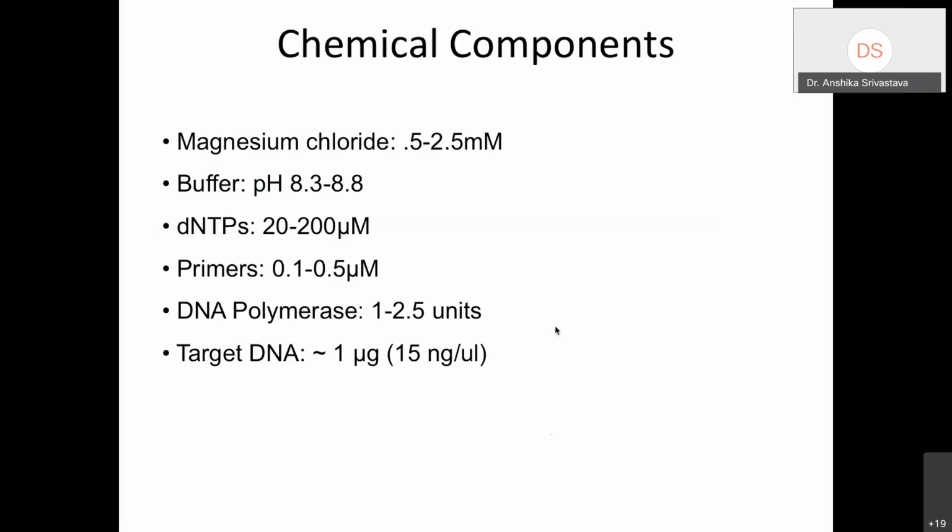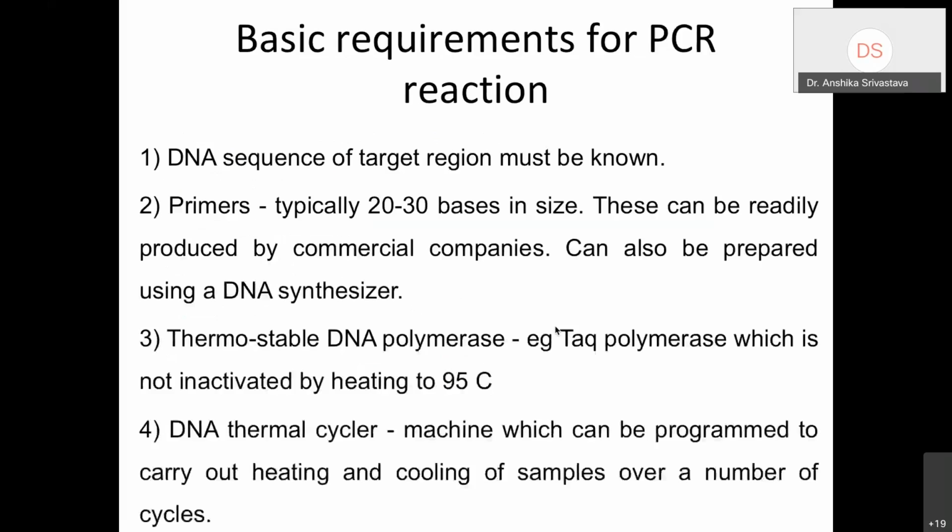But if your downstream experiments are cloning, or say designing the plasmid, in that case you could go for 1 microgram. But if you are just validating, performing the Sanger validation, then the target DNA could be around 15 nanogram per microliter. So you can dilute your DNA because DNA is precious.